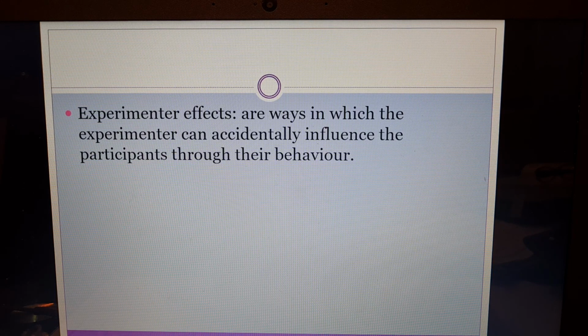Okay, so there you have it, just a summary of some of the main terms really in research methodology within psychology.